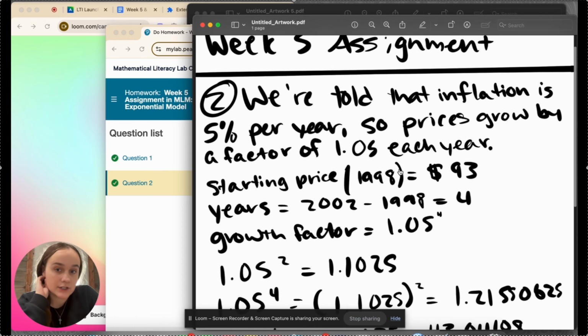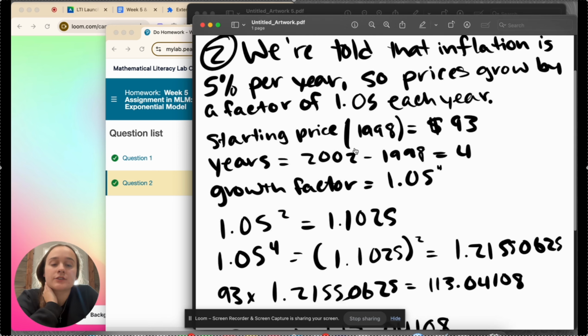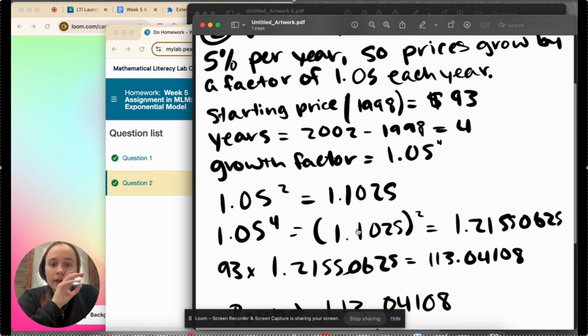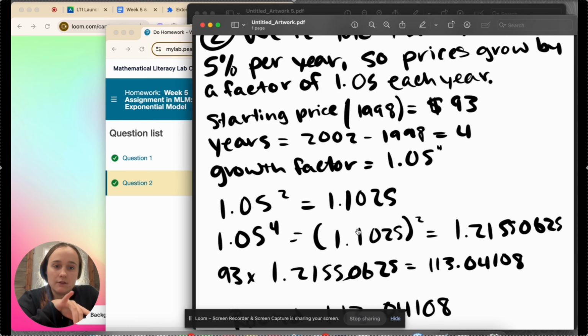So we're told that the inflation is 5% per year, so prices grow by a factor of 1.05 each year. The starting price in 1998 is $93, and the number of years that we're calculating for is between 2002 and 1998, so that would be 4 years. With a growth factor of 1.05 to the fourth power, because it's 4 years and the factor is 1.05.